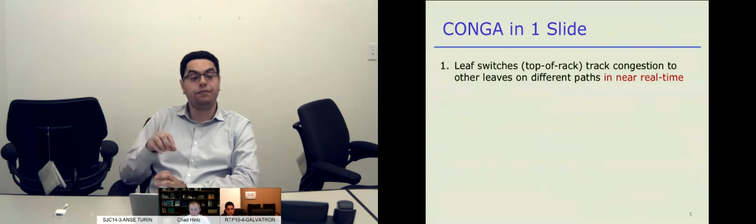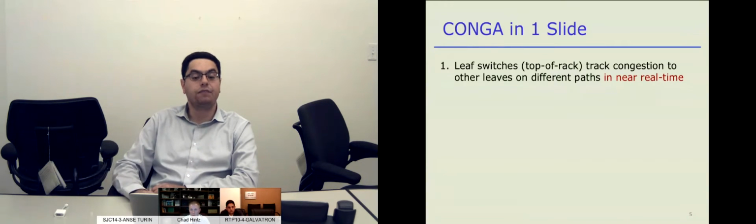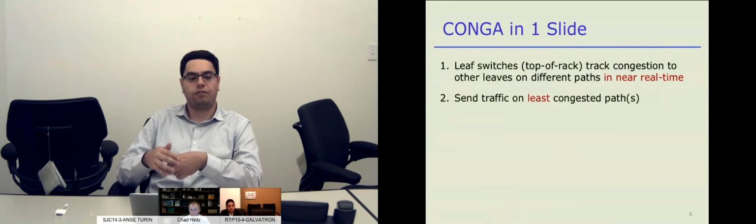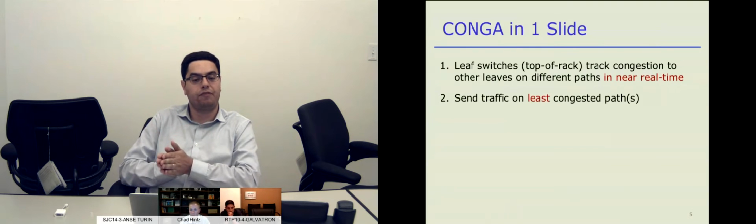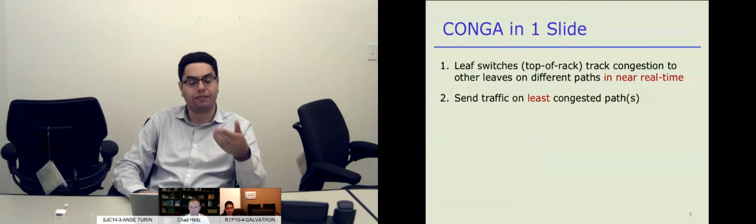Every leaf switch, or top of the rack switch, in our fabric will track congestion metrics on a per path basis from themselves to every other leaf switch. And the key is that these congestion metrics are maintained in near real time. So they really represent the current state of congestion in the network. And then when they have an opportunity to make a load balancing decision, they will simply always try to send traffic on only the least congested paths. So if there's this accident on 101, before you make the decision, you're aware of it, and you decide you're going to take 280 instead.